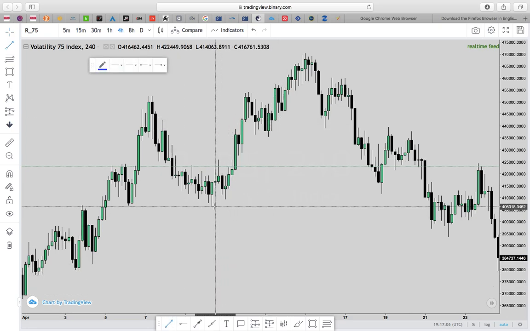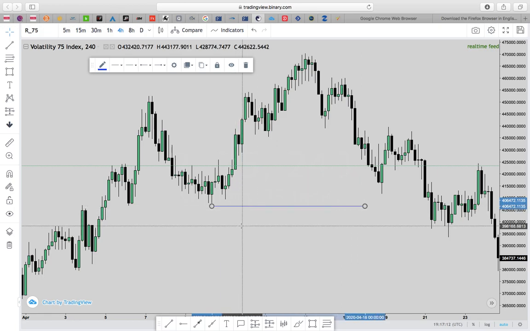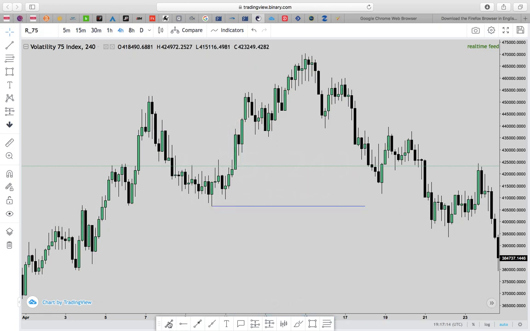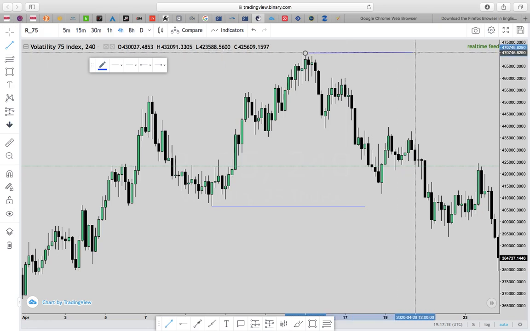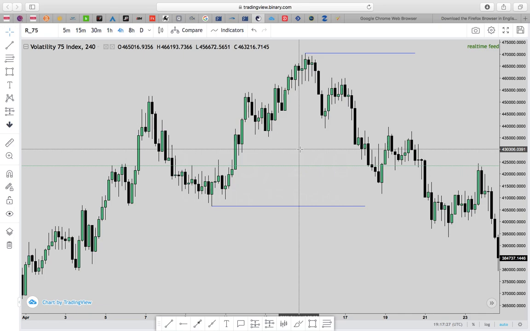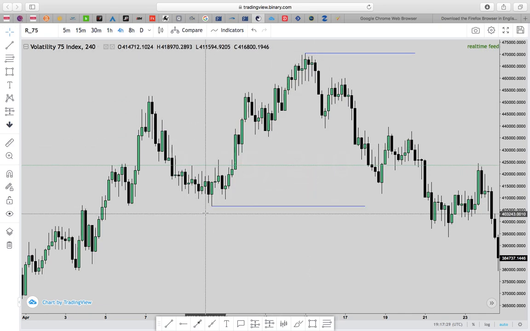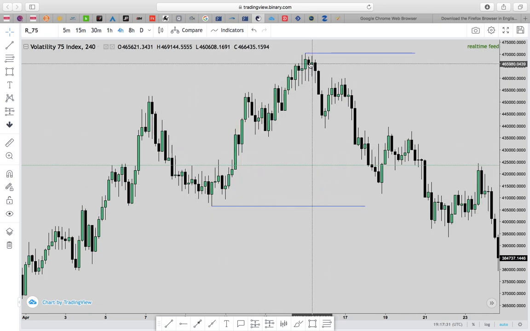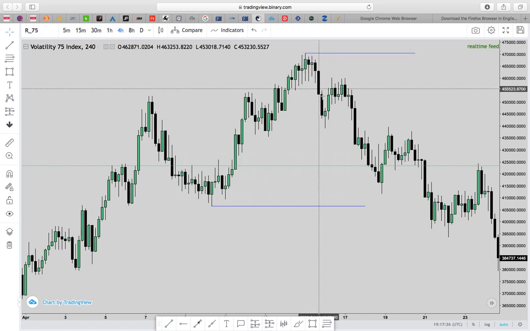So if you can check, we are looking for a range. This is our range. This is the low range, and this is the higher range of that market. So we've got a high and we've got a low. Now check what happened from this level. Market shows us a direction of selling.